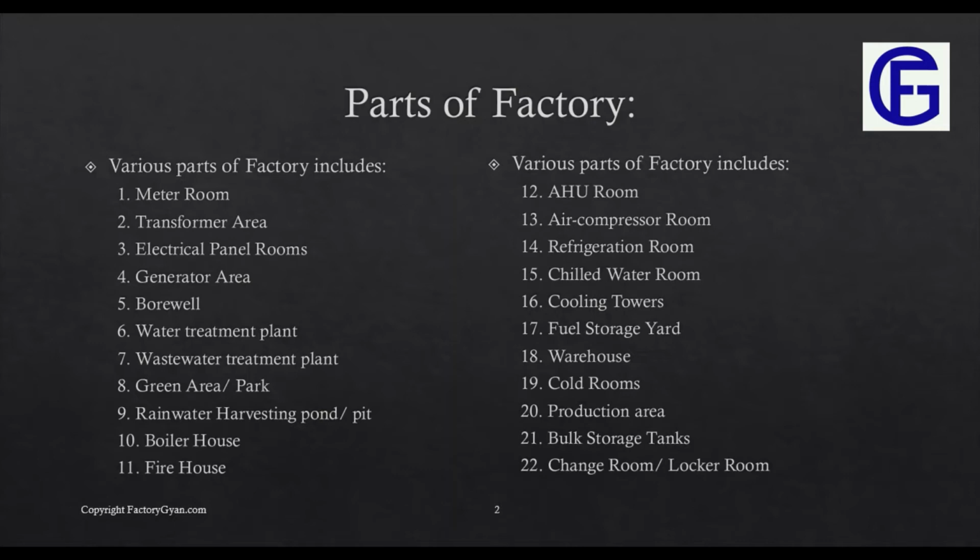Then comes the main area, which is actually the majority area of the factory, which includes the warehouse, production area, and the bulk storage tanks. This is basically the area where the production activities are happening. In the warehouse, you receive the raw material and store it. Similarly, after the production is over, you store the finished goods in your FG godown. Combining both RMPM and FG godown is collectively called a warehouse.